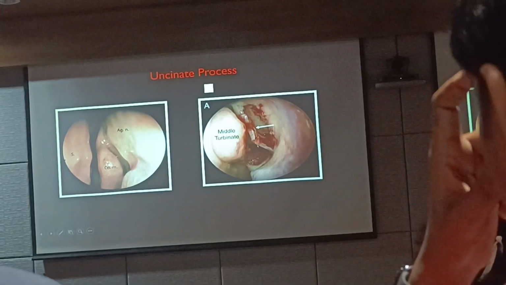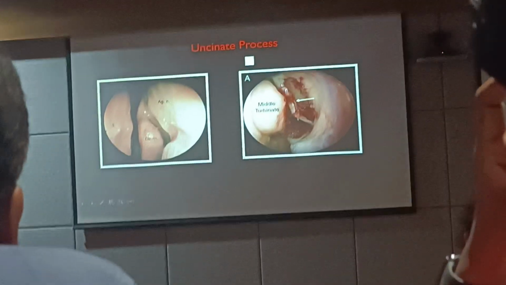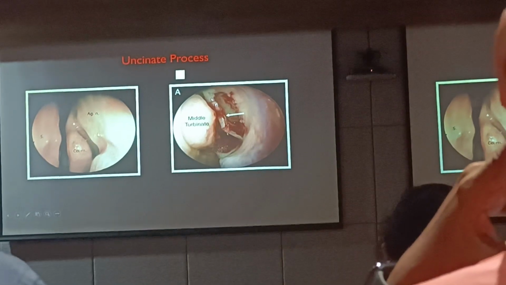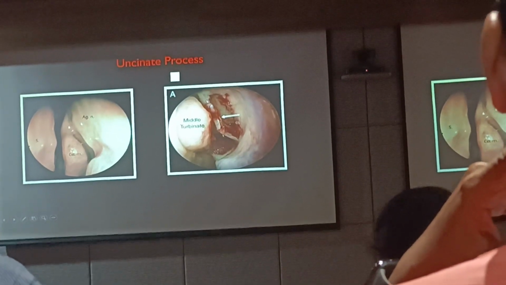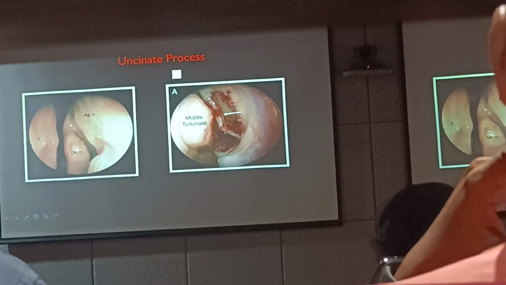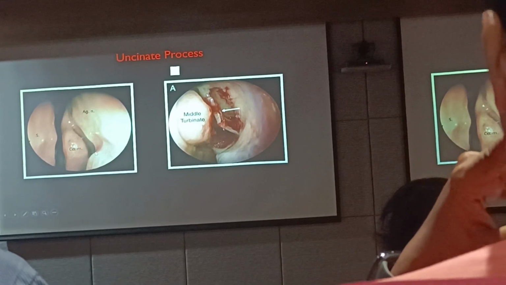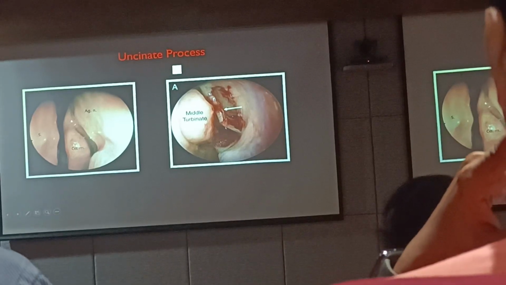So when you put the scope in, the first thing that you're looking for is this uncinate process, correct? We all know where the uncinate is, right? Madam already told you superiorly to inferior. She already showed you the two limbs going down there to the inferior turbinate area. Now, why do we have to take off this uncinate?